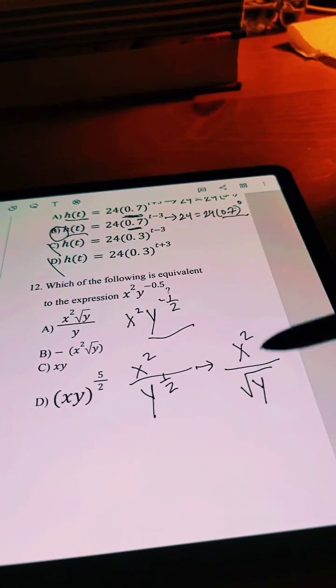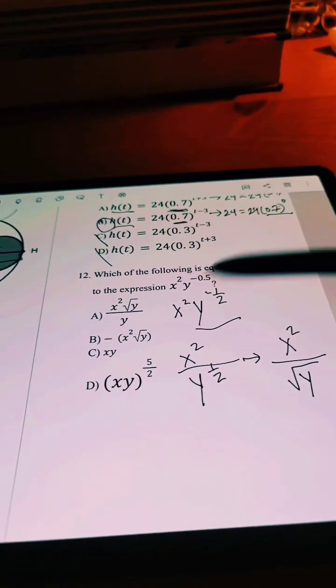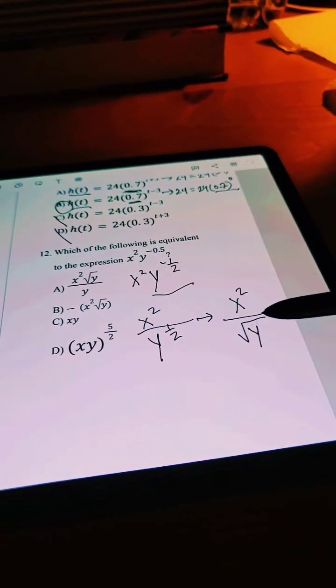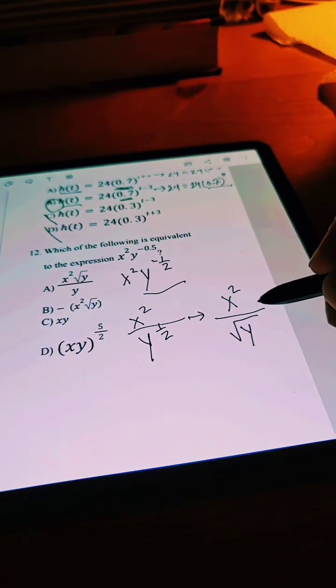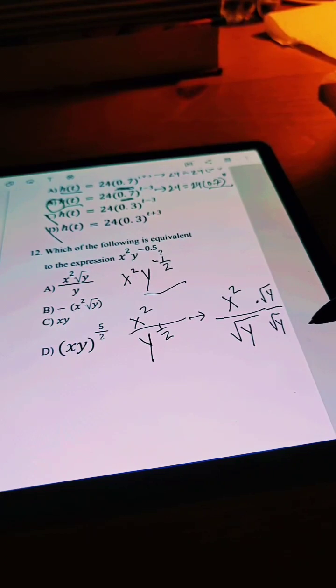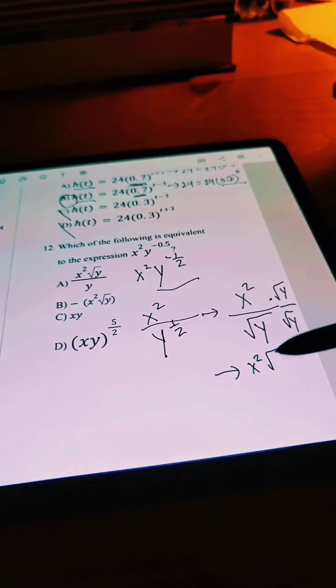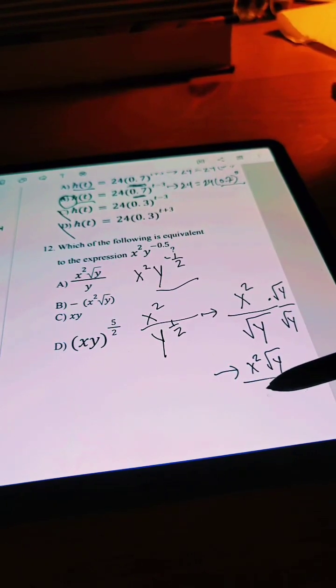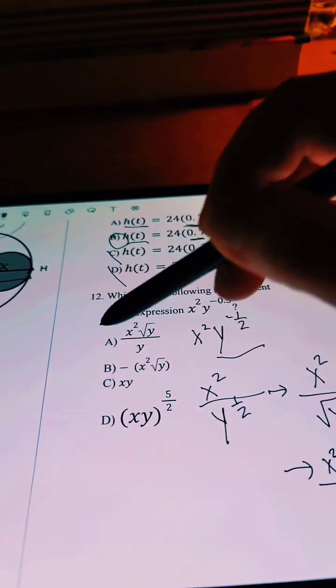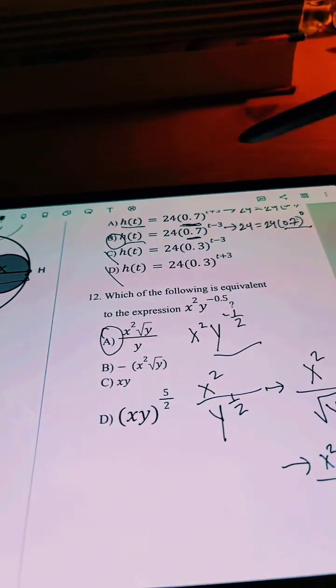Now, most people get to this point and they're like, I don't see my answer there. Well, that's because we don't like having radicals on the bottom in math, so you have to rationalize it by multiplying by root y over root y to get rid of that issue. So then it's going to be x squared times root y over root y times root y, which is just y, so then the answer would be A.